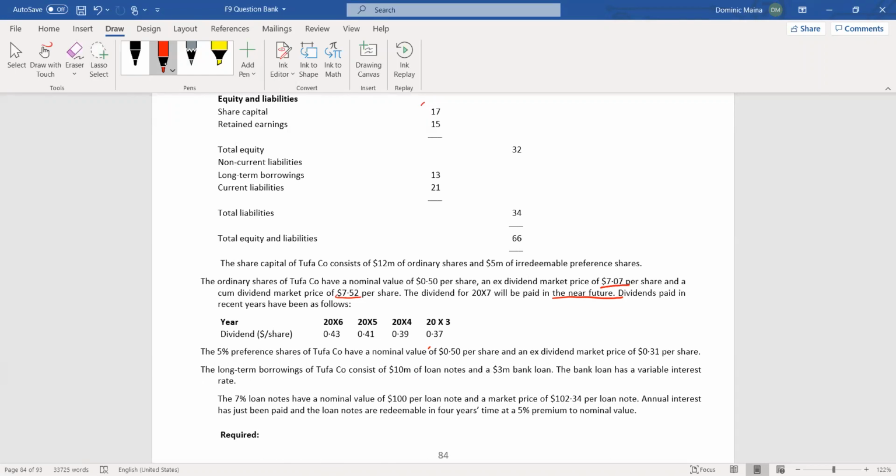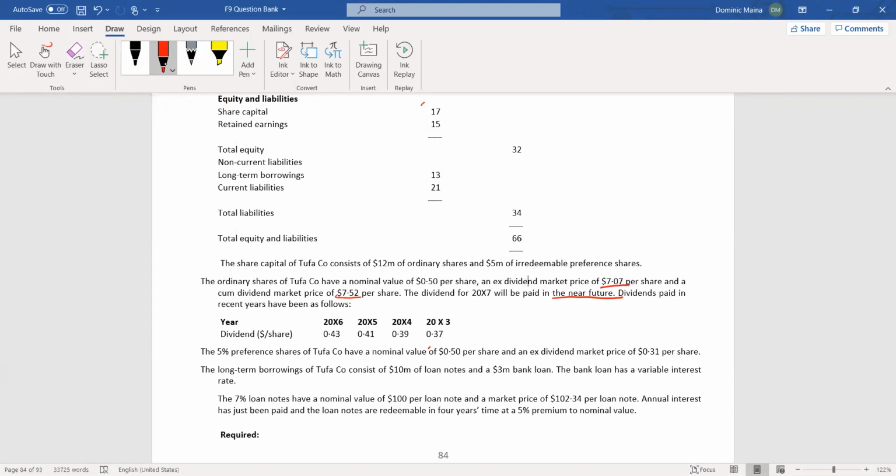Don't forget, in case this dividend has already been paid, then the share price cannot become come dividend. Once you see that the share price is come dividend, that implies therefore in the near future, maybe 3 weeks, maybe some few days, the company is paying dividends. The dividend is simply the share price without the dividend, in this case 7.07, and the share price with the dividend, the so-called come dividend, which is 7.52.